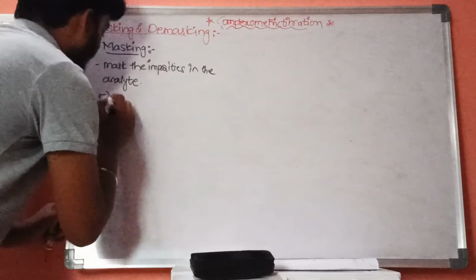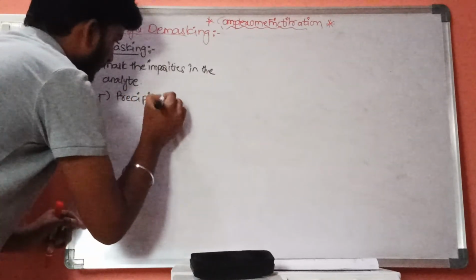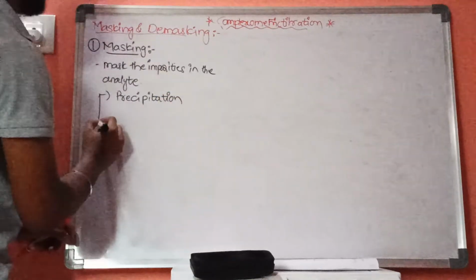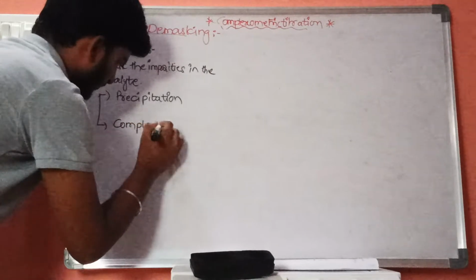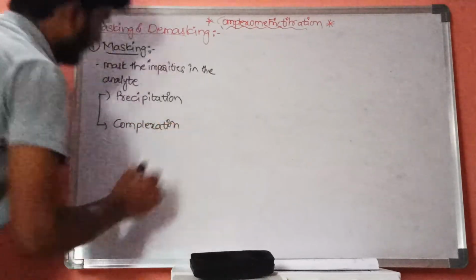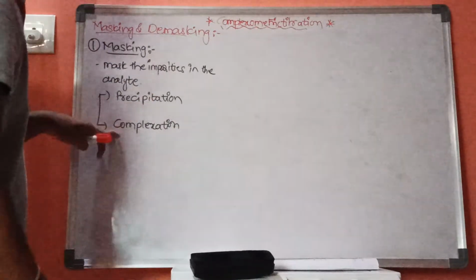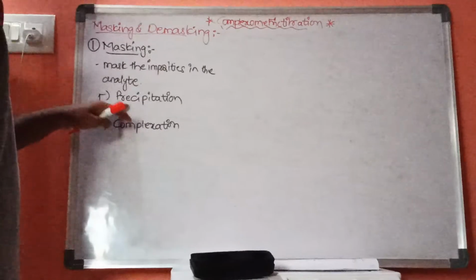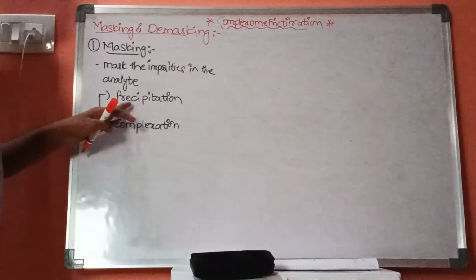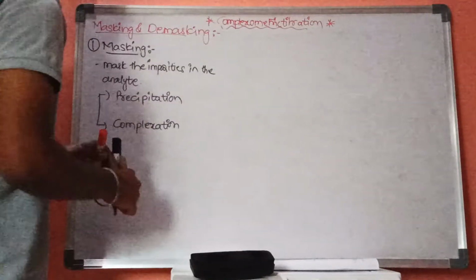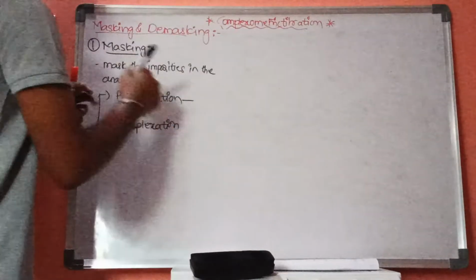First one is the precipitation method, and second one is the complexation method. Again, when we talk about the precipitation method, let us talk about the precipitation method.